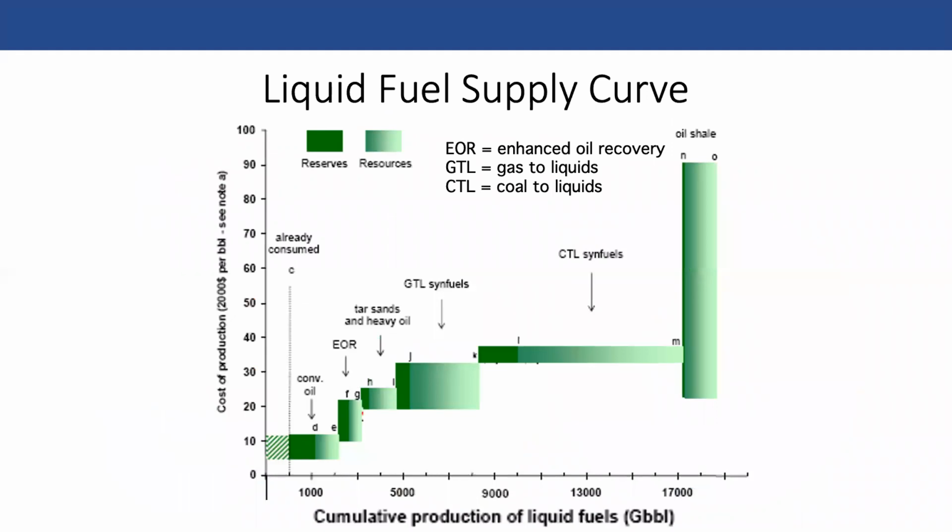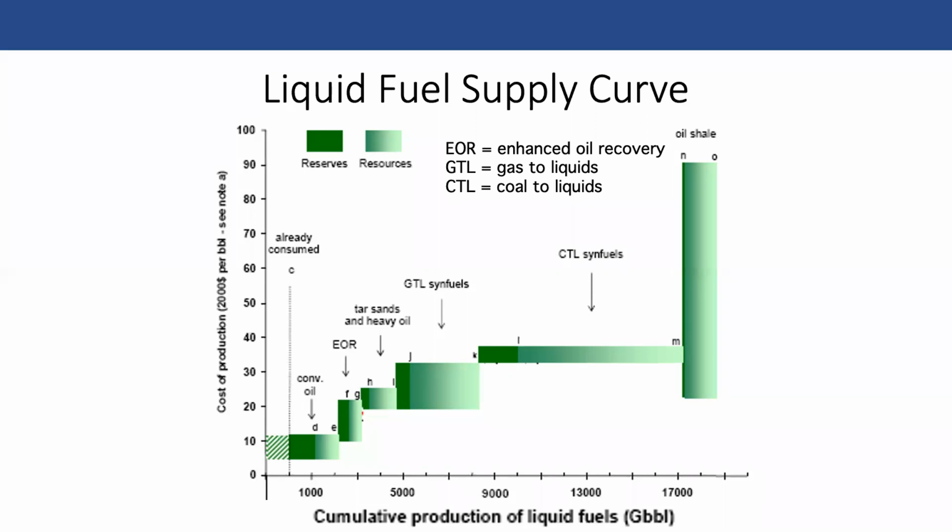Okay, so this is what I was mentioning before about a supply curve. This seems like a bit of a complicated chart, so let's walk through this slowly. On the x-axis, it's the cumulative production of liquid fuels. So essentially, as you use more fuel, you want to go from left to right, okay? Because on the y-axis, you have the cost of production. So the things that are higher in the graph are going to be more expensive.